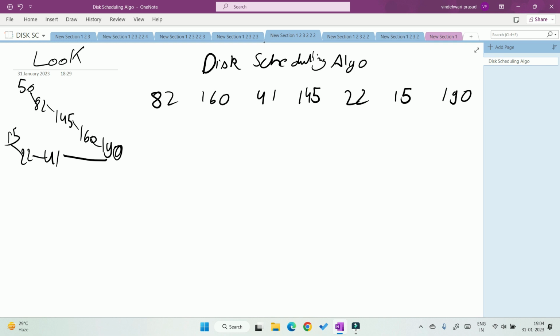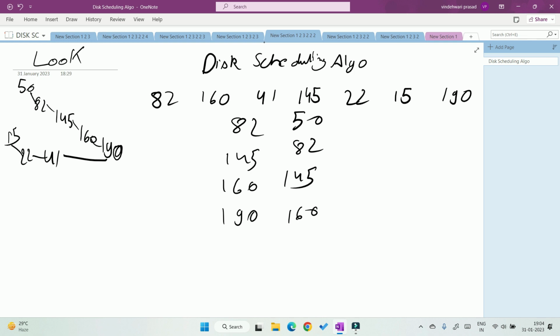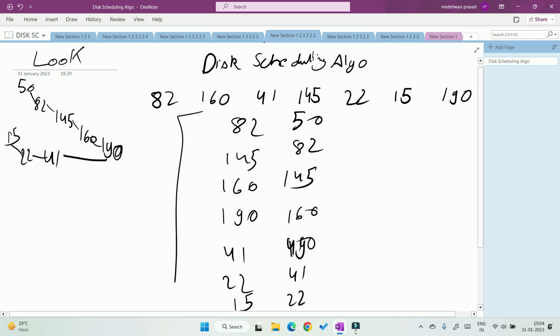In scan, it will go till the last one, 199. But in look, it does not go to 199. It will go to the last one which is present in the IO queue. Then again it moves from 41, 22, 15. So it starts with 50, 82, 145, 160, 190, 41, 22, 15. I hope now the doubt will be clear.